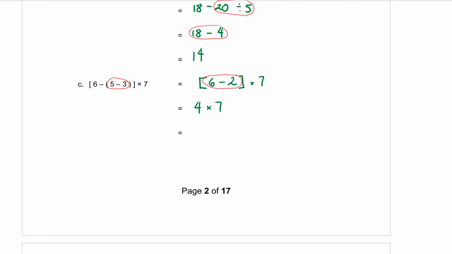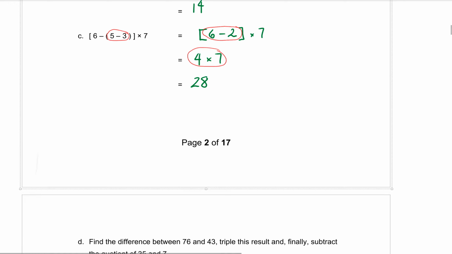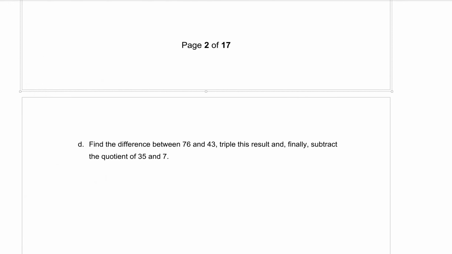And that just leaves me with one step. When it's one step, circling it's a bit obvious, but you don't have to circle it. I obviously have to do 4 times 7. 4 times 7 is going to be equal to 28. All right. Copy that down. Got all that copied down? Yep, good. And then we're on to page 3.